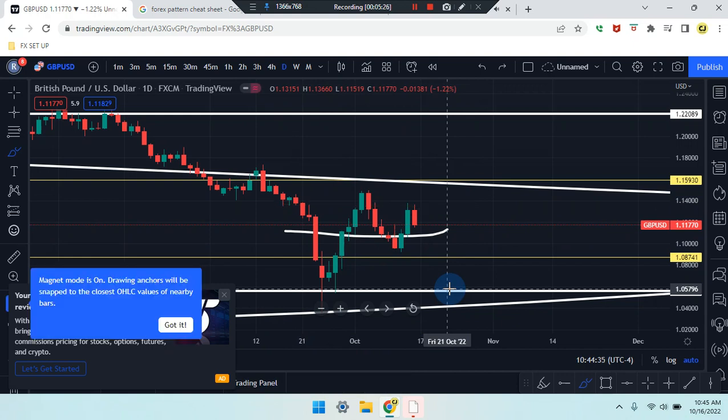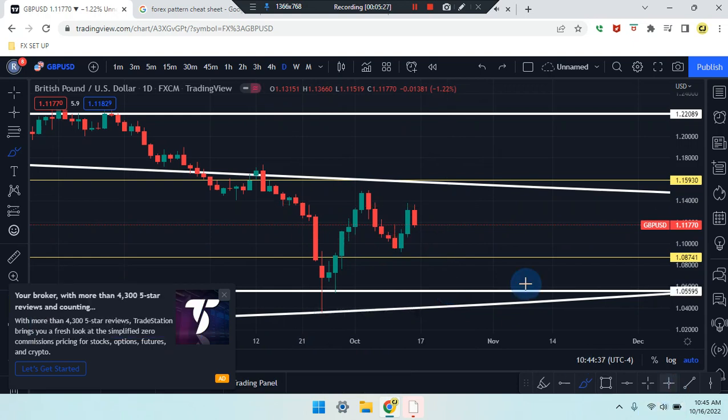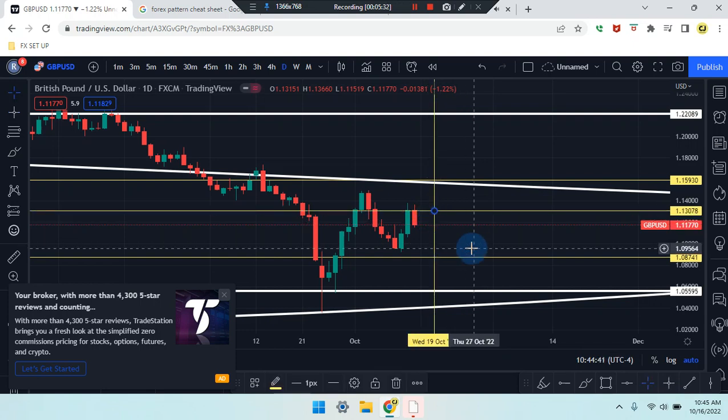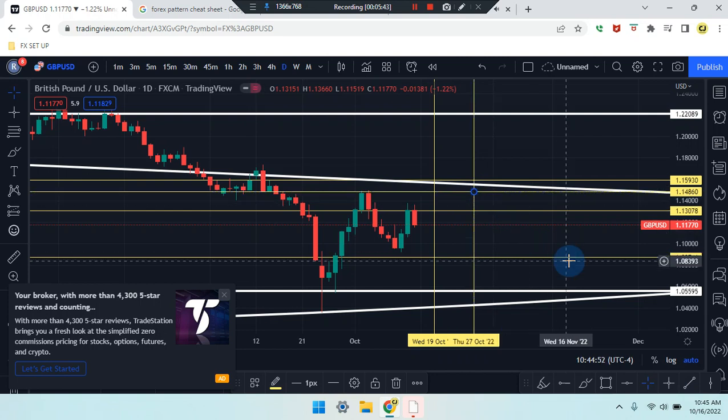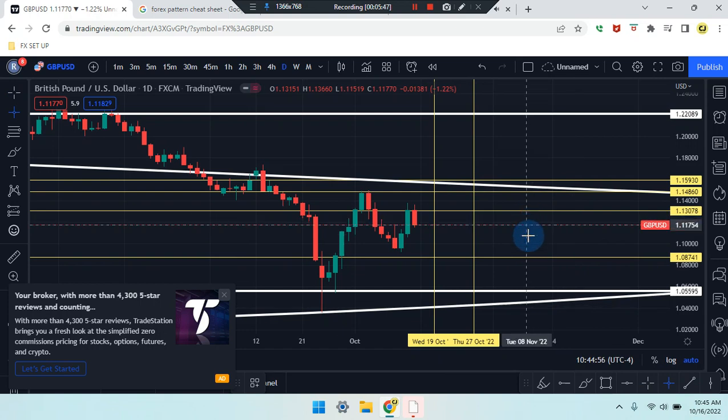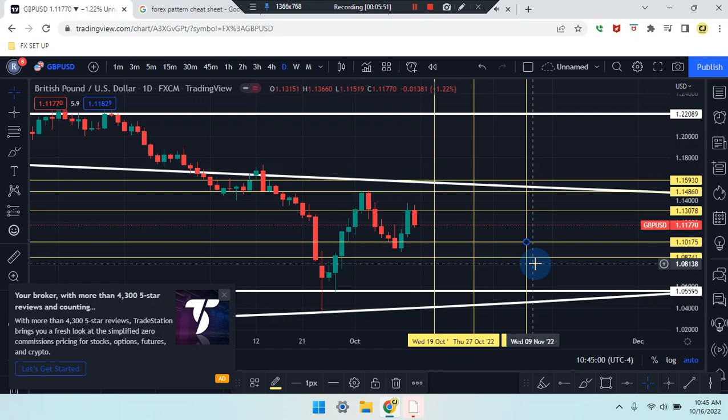Okay, so showing you guys areas for price to go. So if price works its way back up further, it can head up to the numbers of 1.13078 before making it to 1.14860, and that's to the upside. And if it's working its way down, it can head down to near the numbers of 1.10175 before making it down to the next area.